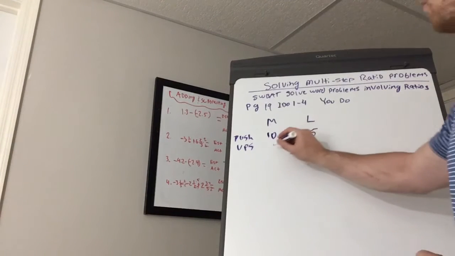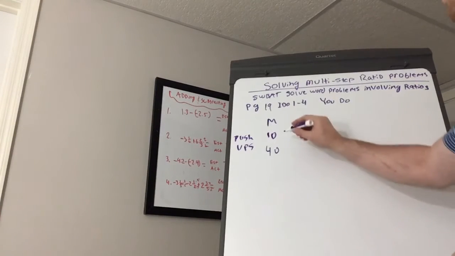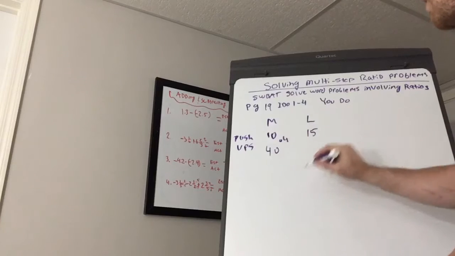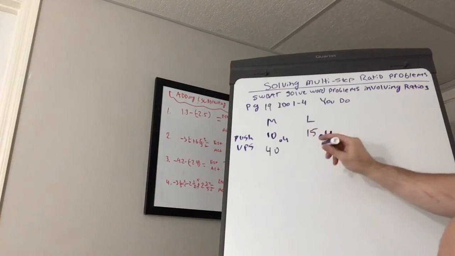Well, if Molly did 40, it's the same as that problem we just did. How do you get from 10 to 40? You've got to multiply by 4, right? So if you're multiplying by 4 here, you're multiplying by 4 here. 15 times 4.